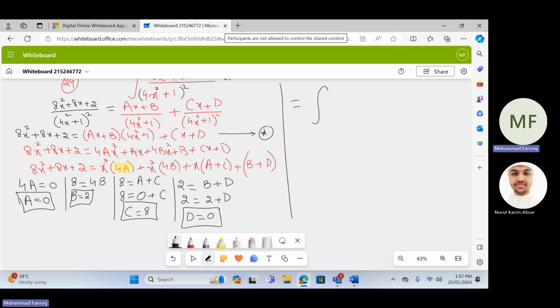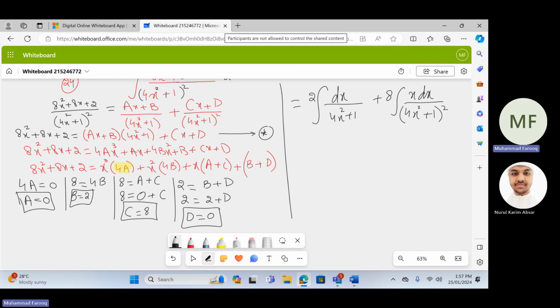So A is 0, finished, B is 2. So integrate: 2 is constant, outside. dx divided by 4x squared plus 1. Understand? Plus D, how much please? 0. So no more D. What is C? C is 8. Take 8 outside. Integrate. I have x dx, and divide by 4x squared plus 1, squared. Do you understand? Yes or no? Yes. I just put A, B, C, D.